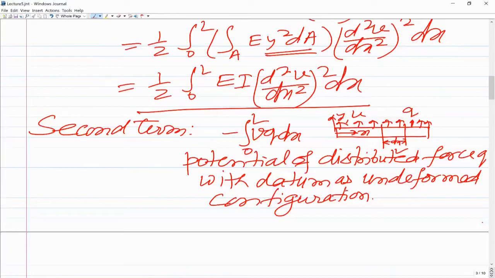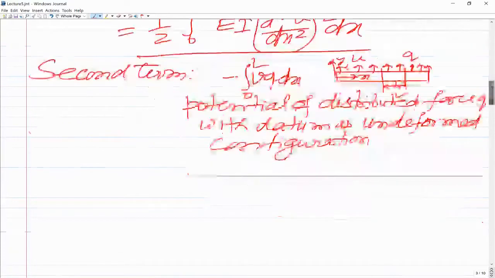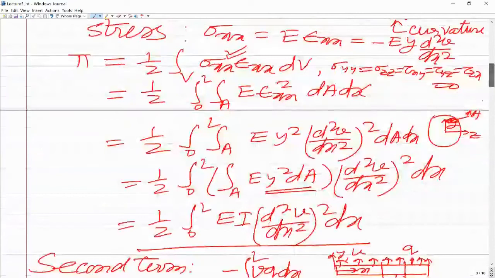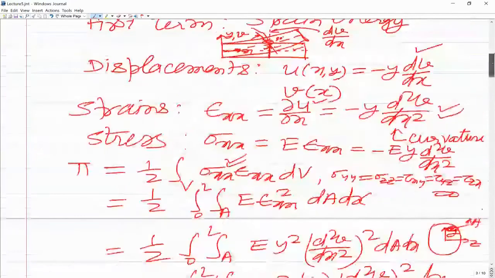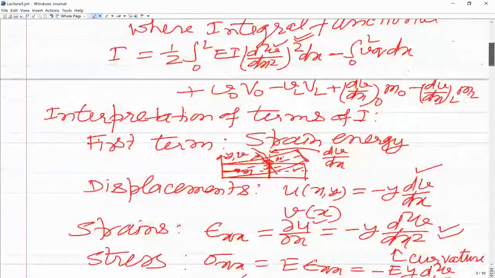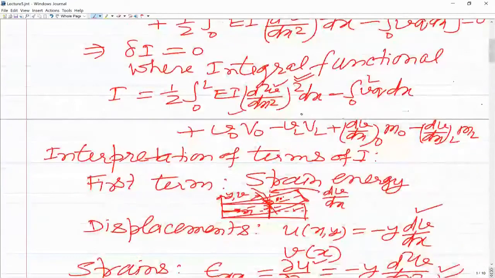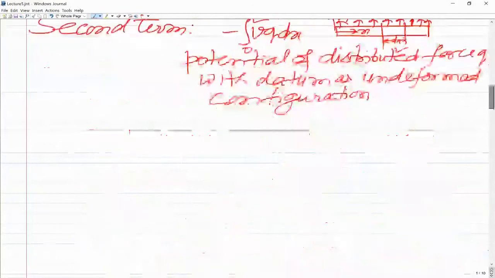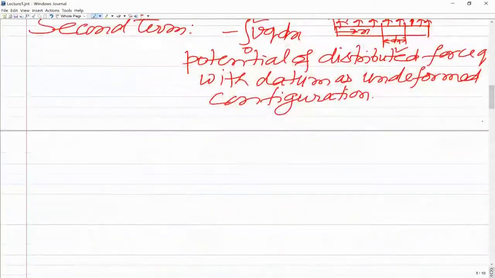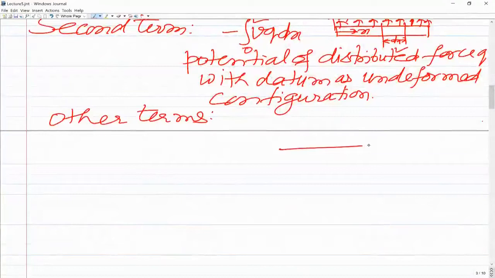Now the other terms, if you look at the other terms in the integral functional, the total potential energy functional we have got. So if you look at this term, this term, this term, and this term, these four terms, let me discuss all the four together. So I'm just writing them as other terms. First let me show again these forces and the corresponding displacements and rotations.